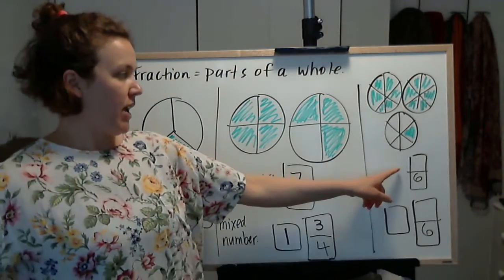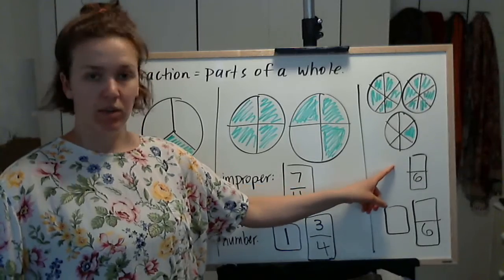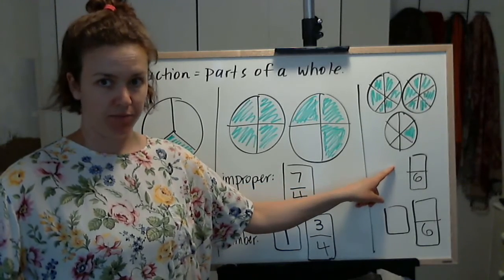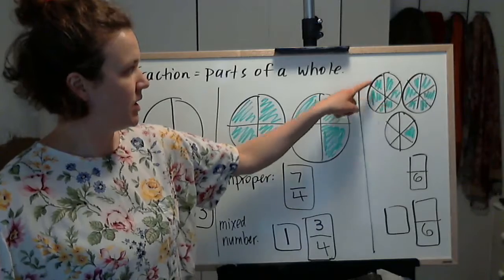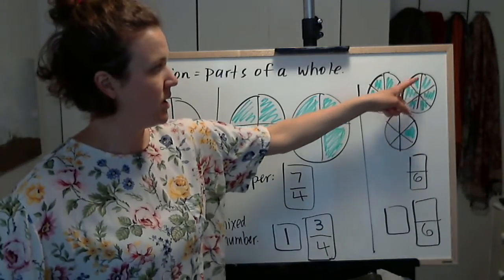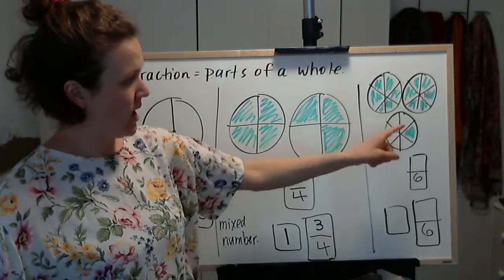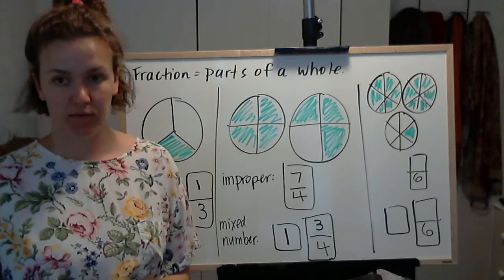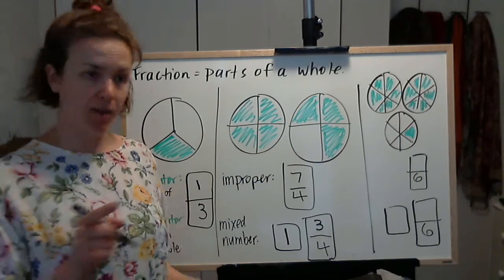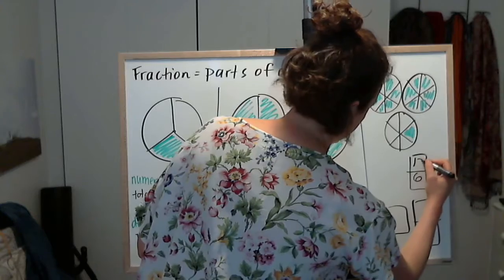And for the improper fraction, we count the total number of pieces altogether. So I know there are 6 filled in here, and there's another 6 here, so that makes 12, and this one makes 13. So my improper fraction is 13/6.